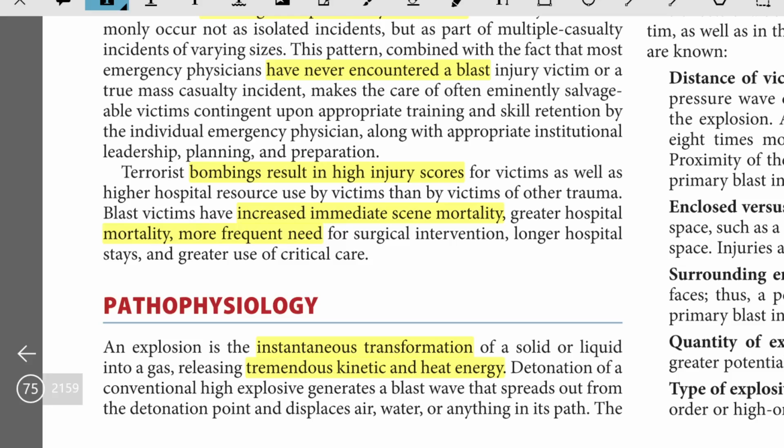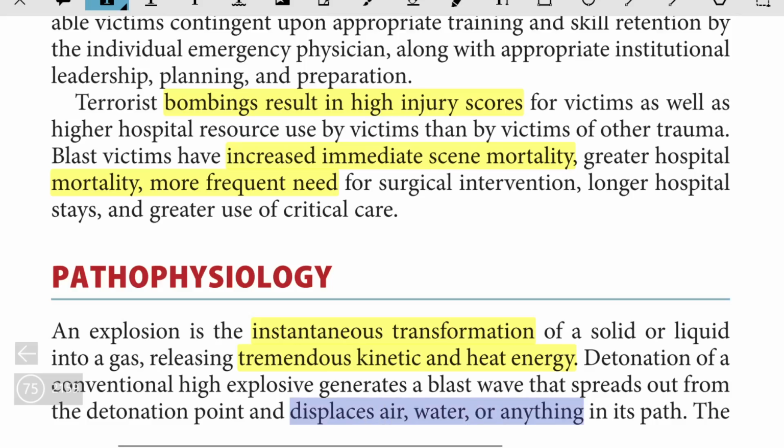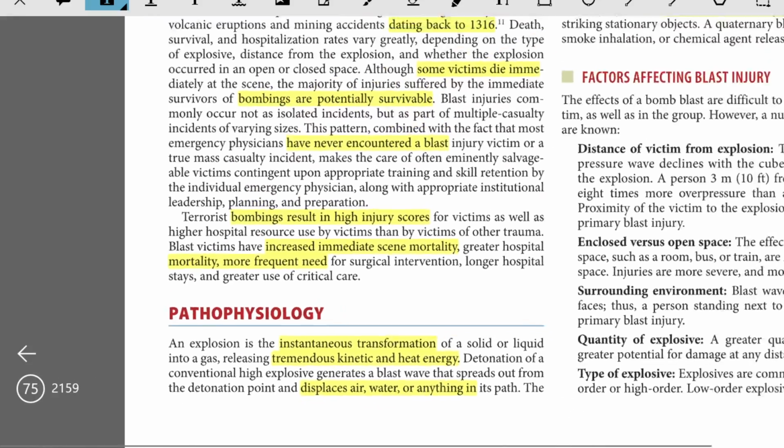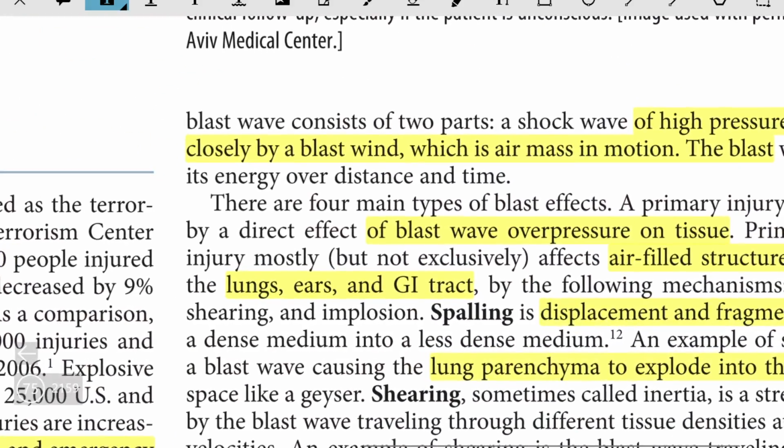The detonation of a conventional high explosive generates a blast wave that spreads out from the detonation point, and it displaces air, water, or anything in its path. The blast wave consists of two parts: a shock wave of high pressure, followed closely by a blast wind, which is air mass in motion. The blast wave loses its energy over distance and time.